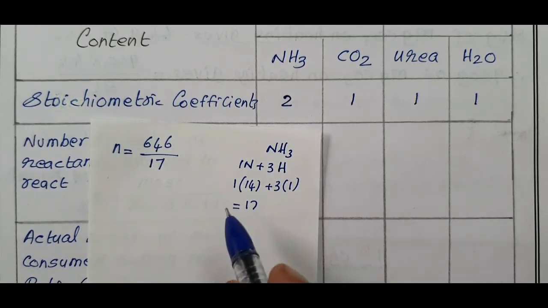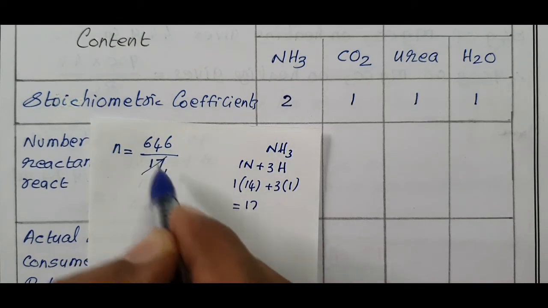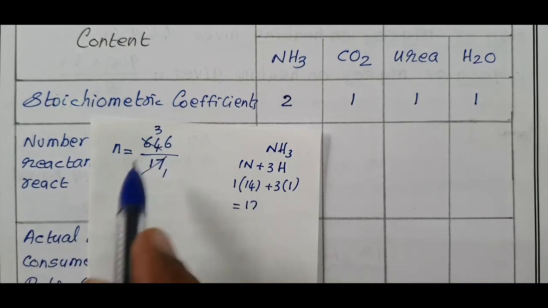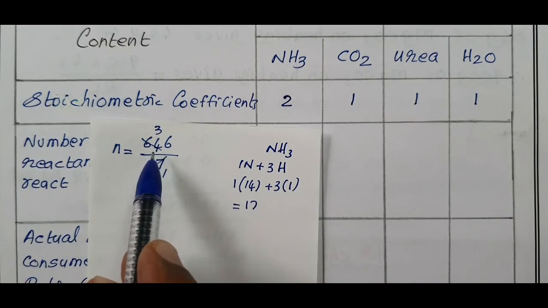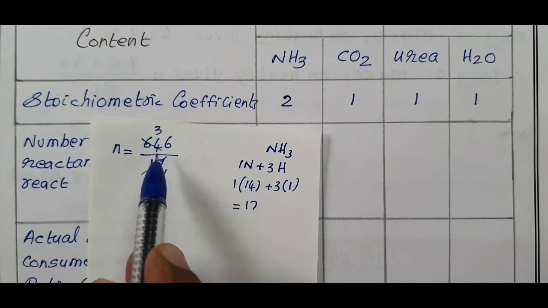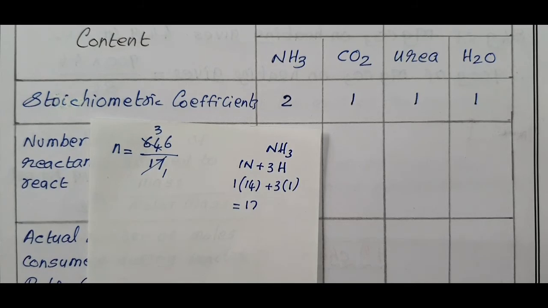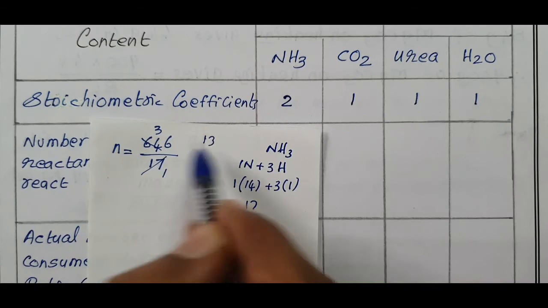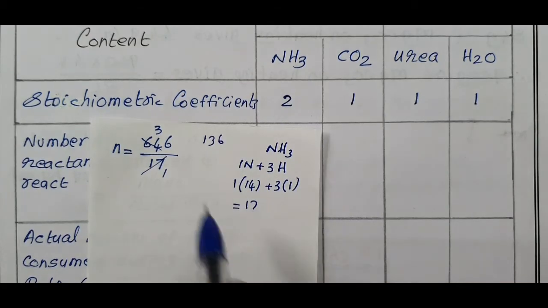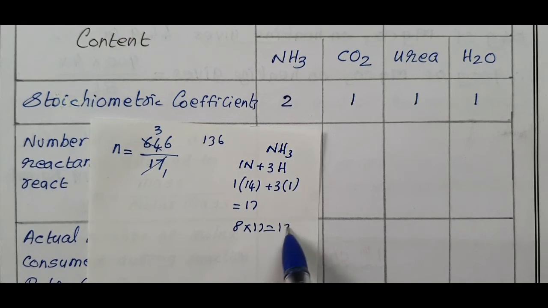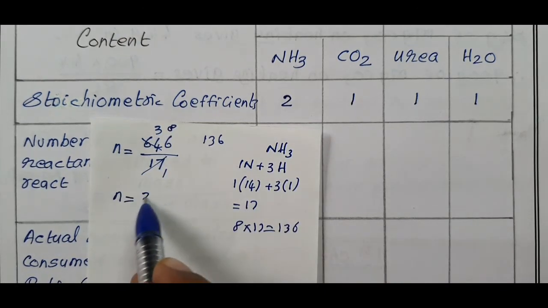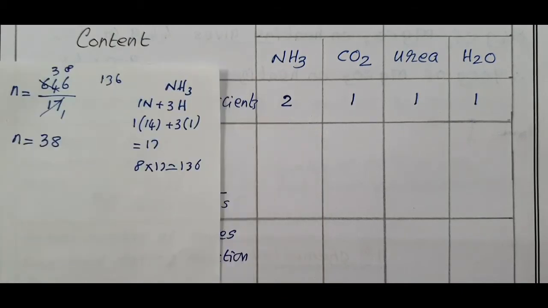How to cancel? First, 1 17 is 17. In 64 we have 3 17s are 51. Remaining 13, and plus 6 equals 136. 8 17s are 136. So, the number of moles of ammonia that undergo reaction is 38.